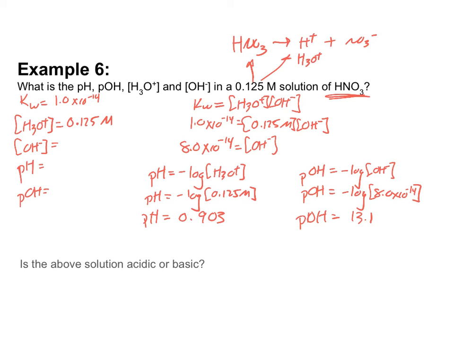And if I say that I have 0.903 plus 13.1, I get a value of 14-ish. So what I'm saying here is that the pH plus the pOH always equals 14. Is there another way to have done this? Absolutely. You can use any equation, as long as you show your work, as long as you follow the format. Yes.